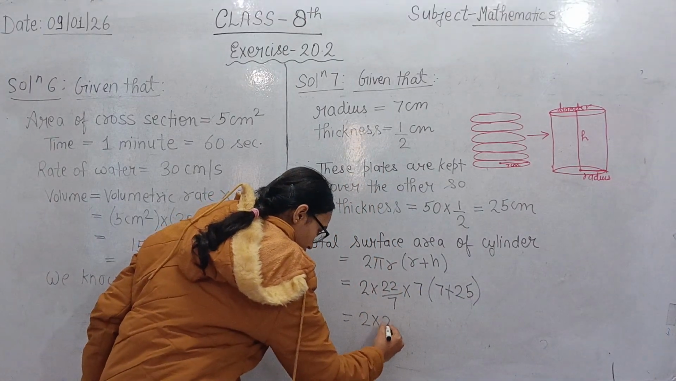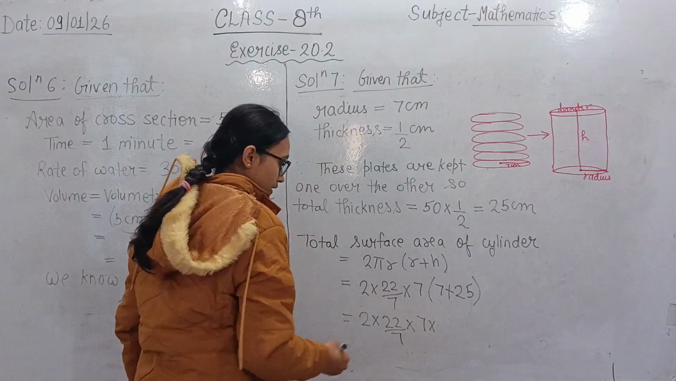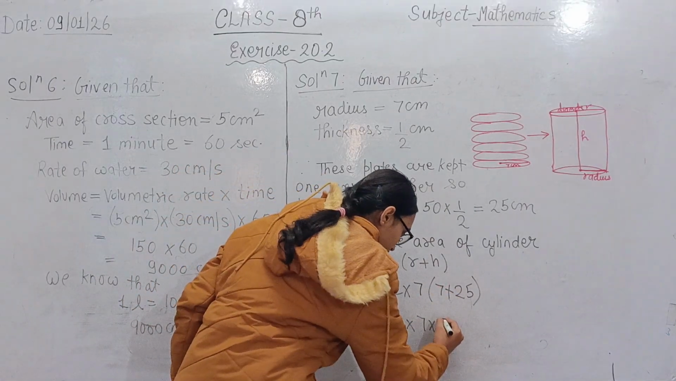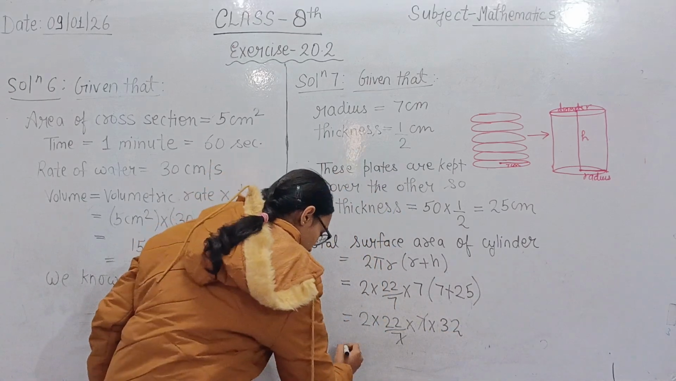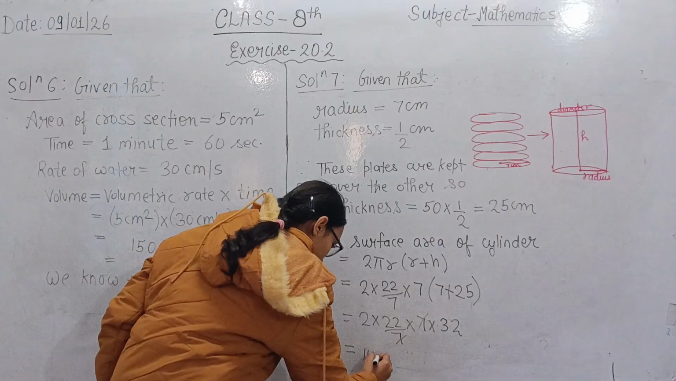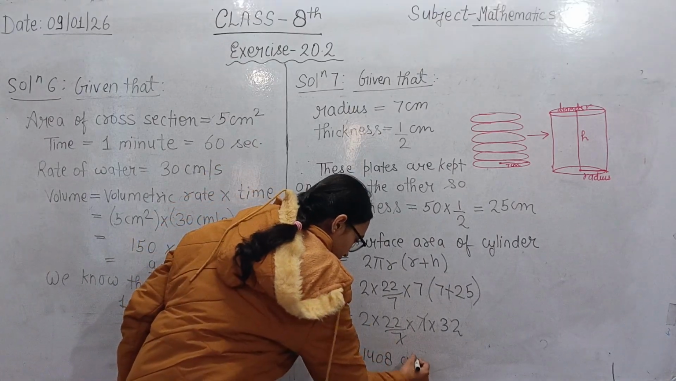2 multiplied by 22 upon 7 multiplied by 7, and on adding it we get 32. 7 and 7 will get cancelled out, and on calculating we will get 1408. Unit will be centimeter square.